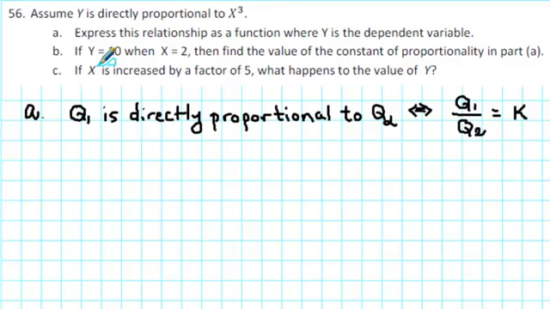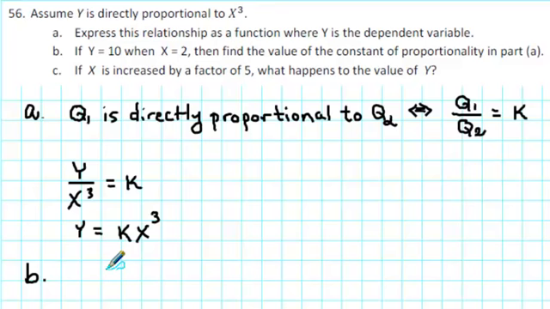In this case, y is directly proportional to x cubed, so our first quantity is y and our second quantity is x cubed. That means that y over x cubed is equal to k. We want to express this relationship as a function where y is the dependent variable, so what we'll need to do is to solve this equation for y. We simply multiply both sides by x cubed, and we get y is equal to k times x cubed.